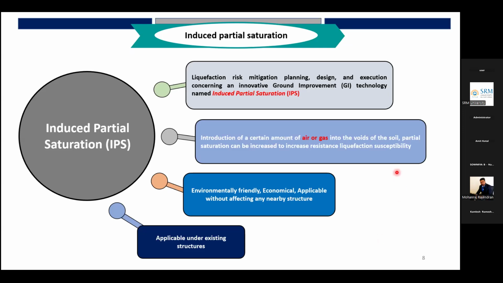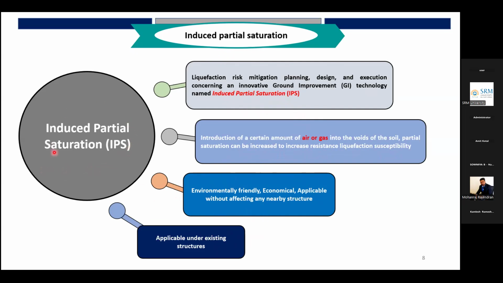So, liquefaction risk mitigation planning, design and execution concerning an innovative ground improvement method called induced partial saturation. Basically we are trying to introduce some sort of air bubbles, gas, into the voids of the soil. So partial saturation can be increased to increase the resistance to liquefaction susceptibility, and it is environmentally friendly, economical, applicable without affecting any nearby structure, and applicable under existing structures. These are some of the advantages of the induced partial saturation process.